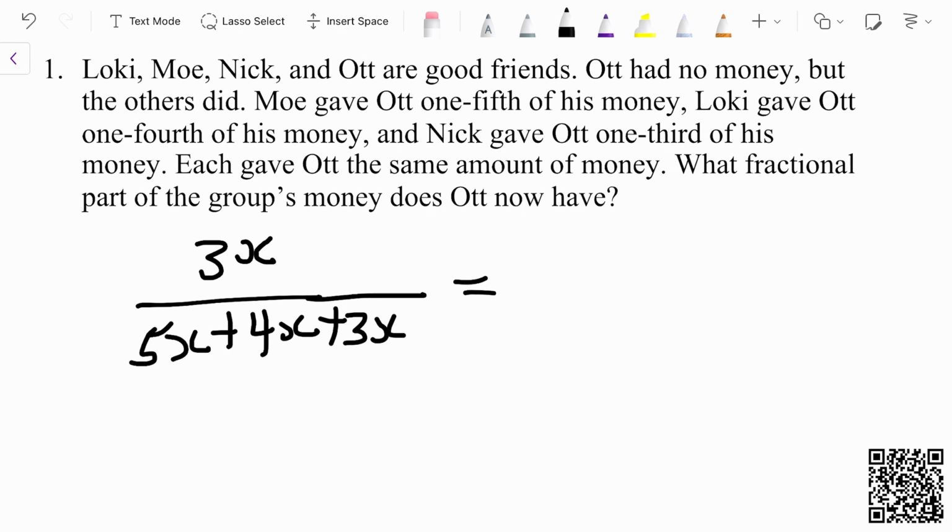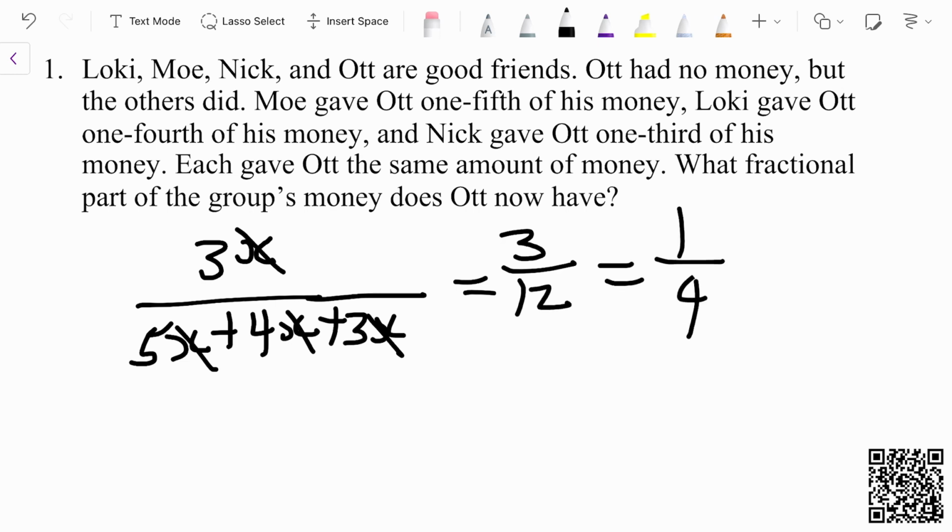And then we are going to divide the top and the bottom by X. So X is all gone. We now have 3 over 12. And now we have 1 over 4. Now he has 1/4 of the group's money in fractional amounts.